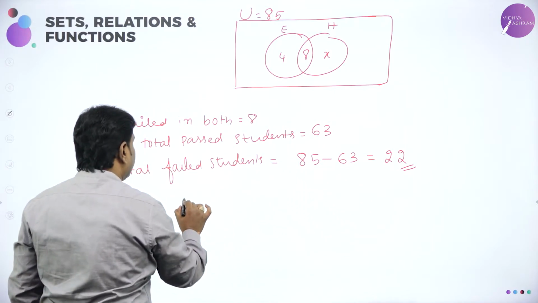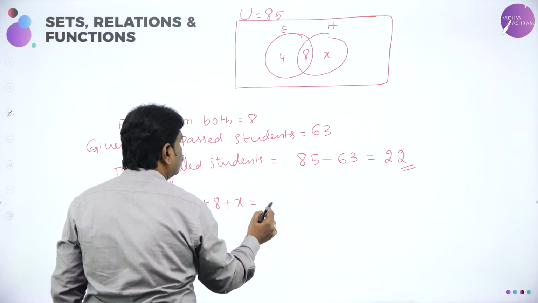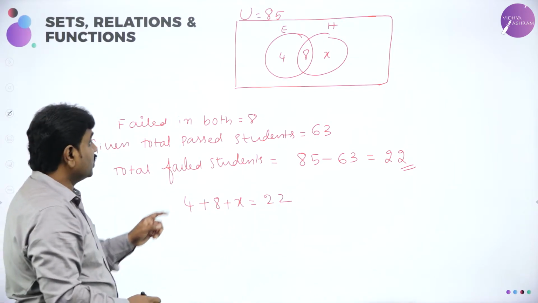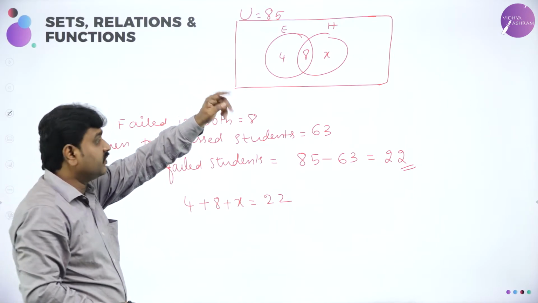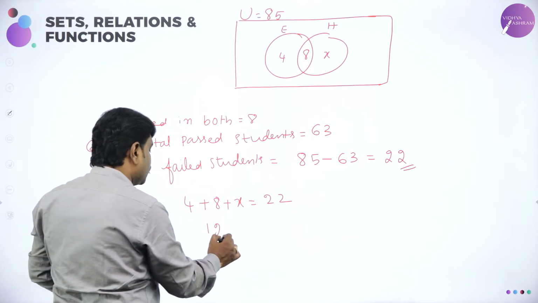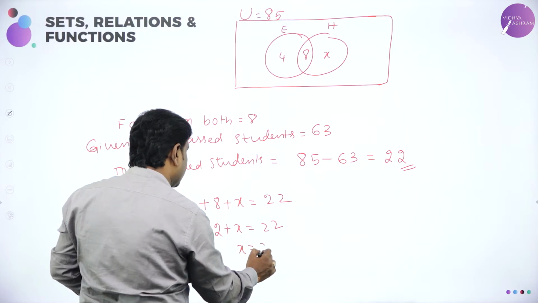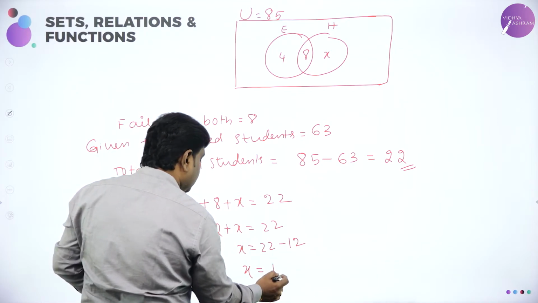So if I add 4 plus 8 plus X is equal to 22. This is the data of failed students. In the Venn diagram, E stands for English failed, H stands for Hindi failed. This 8 is both failed. So now 8 plus 4 is 12, plus X is equal to 22. So X is equal to 22 minus 12. So X is exactly 10.